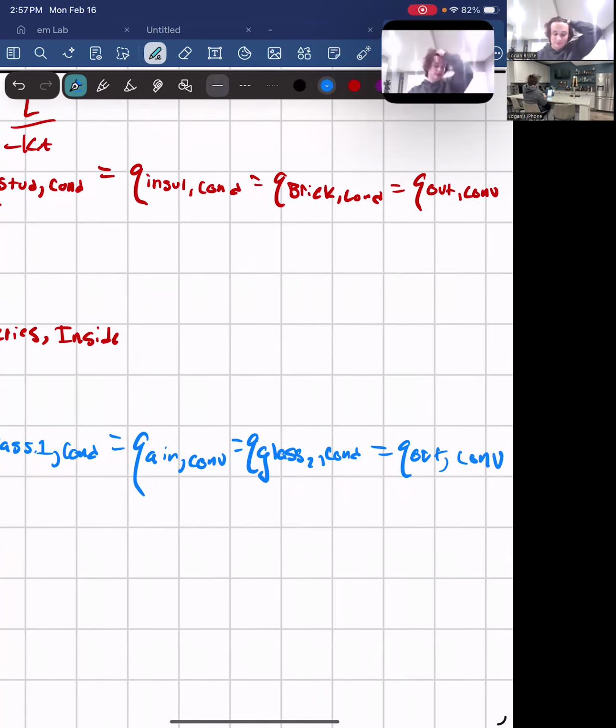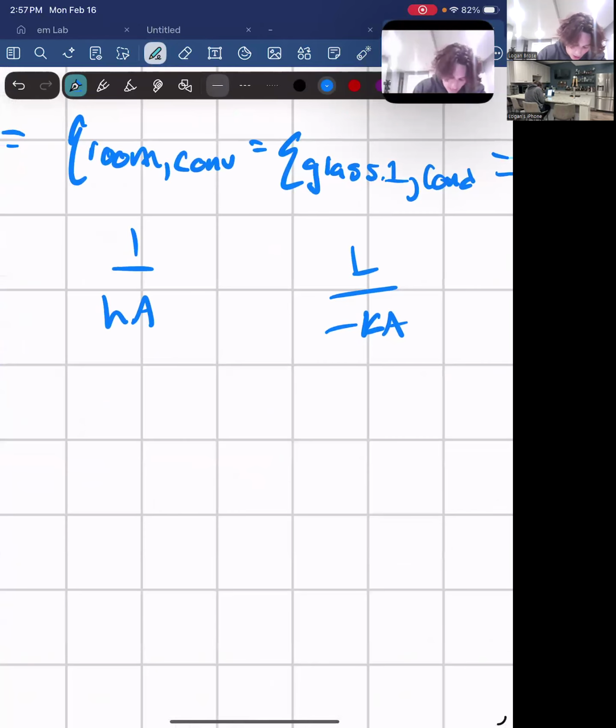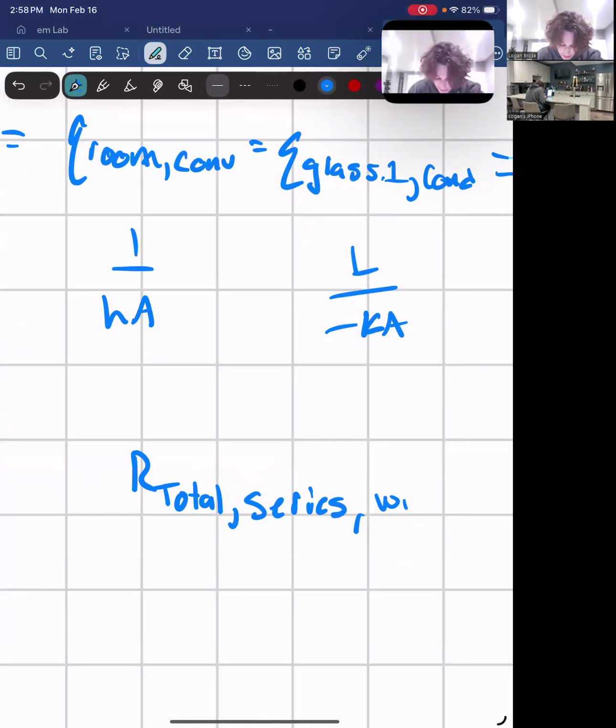This one's a little bit different because we have 3 convections rather than 2, but it is still our 1 over hA, our L over kA, 1 over hA, then L over kA, 1 over hA. So that all makes up our R total in this series, and we'll refer to this as window, or win.